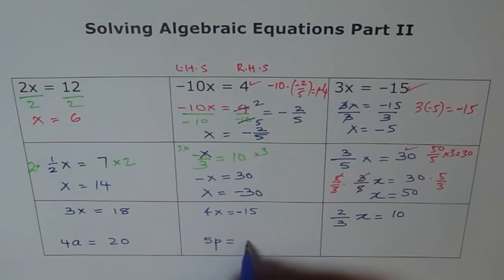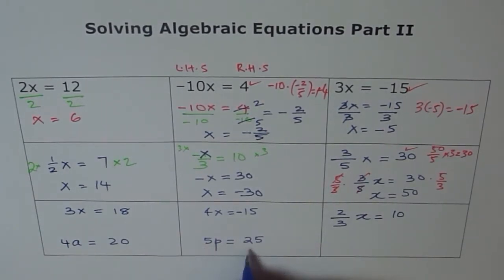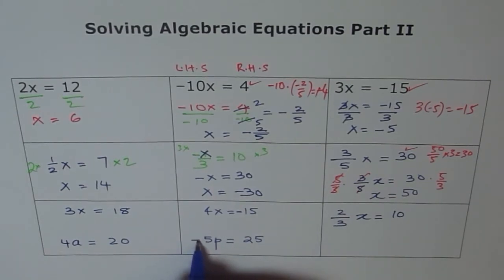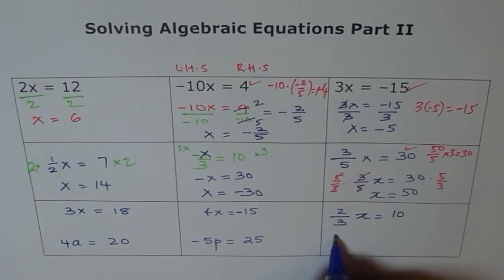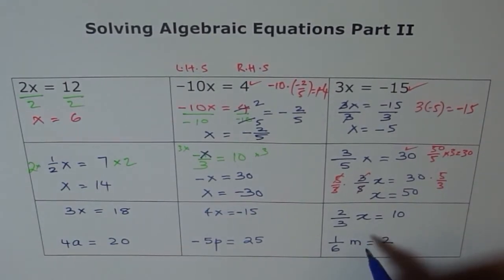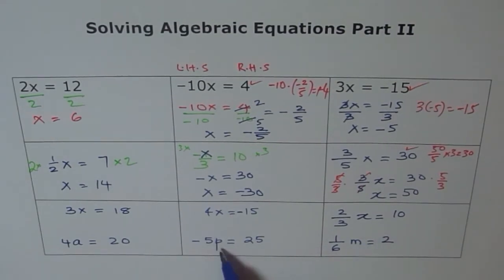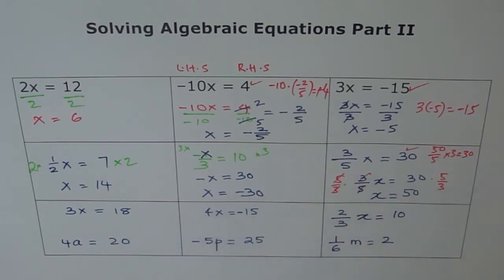5p equals to 25. So p should be how much? Divide by 5 both sides. If I write minus 5p, you have to divide by minus 5. Okay. Now here I'm writing 1 over 6 m equals to 2. Find m. So you have to find the variable. Here you have to find m, here you have to find p, here you have to find a, and in all the above you have to find x. Okay. So these are some problems for you. Try to solve them and understand the process.